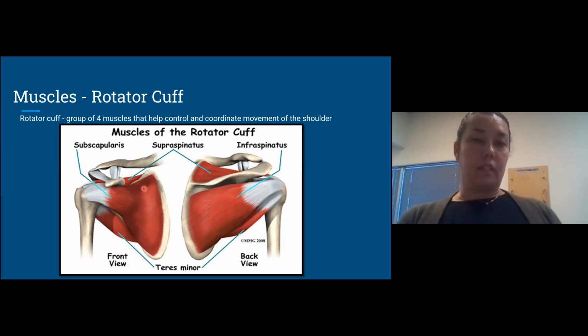You can also see that the tendons from the muscles pass through this small space here. So they go through this tiny little space, which can get pinched if the space should become narrow. And we'll talk about that in more detail upcoming.